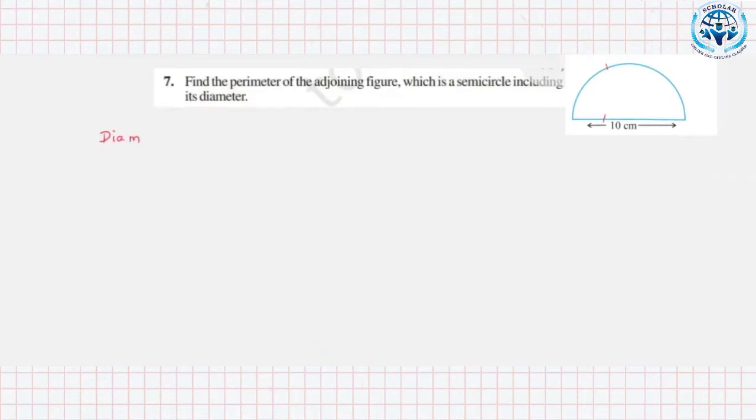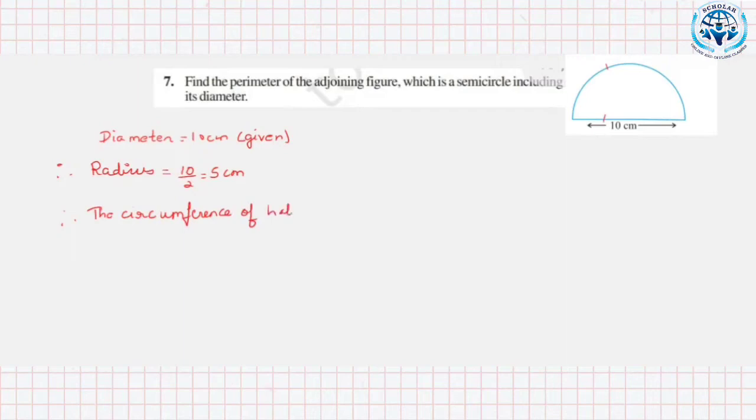Find the perimeter of the adjoining figure, which is a semicircle including its diameter. Diameter is 10 centimeter. So radius will be 10 upon 2 is equal to 5 centimeter. We will find the circumference, and as it is a semicircle, we will half the circumference to find out the circumference of the semicircle. Then we will add the diameter to find the perimeter of the whole figure.